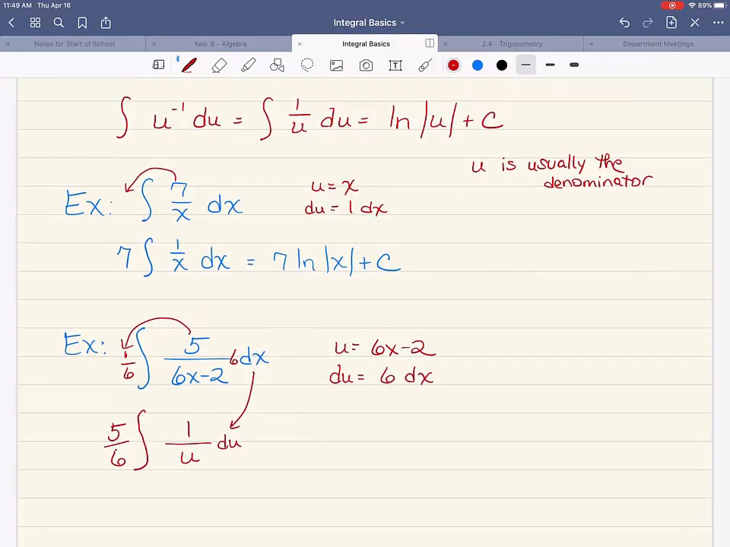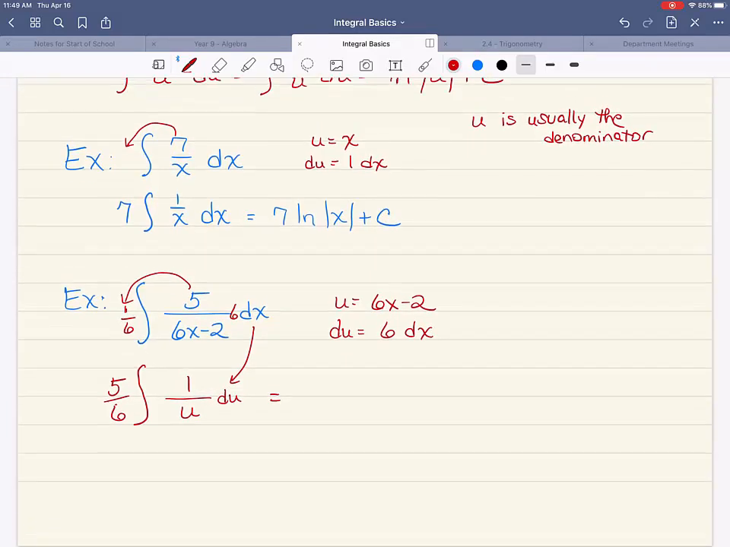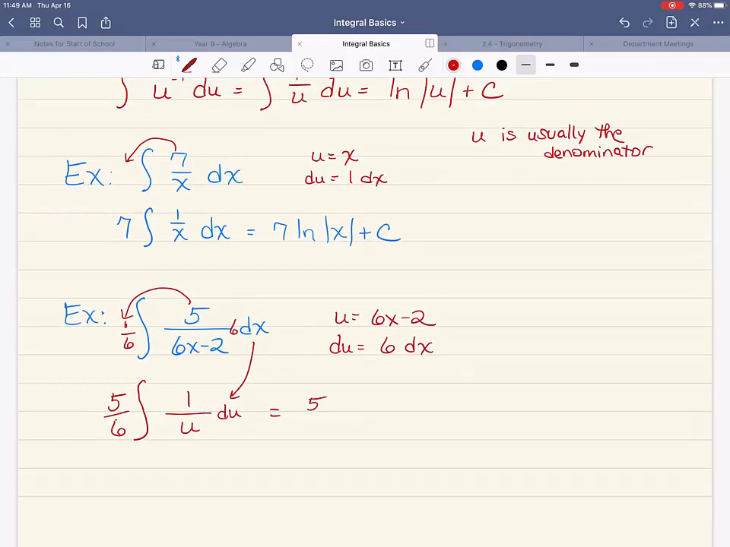Now you can see that my integral here matches this integral here. And so now I can jump to the conclusion that I need to jump to, and I'm going to write it out to the side since I'm running out of room. This would be 5 over 6 ln absolute value of u plus c, and then I'm going to change it back to 5 over 6 ln absolute value of 6x minus 2 plus c.